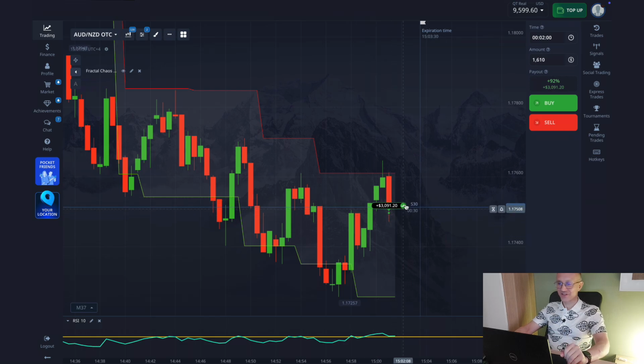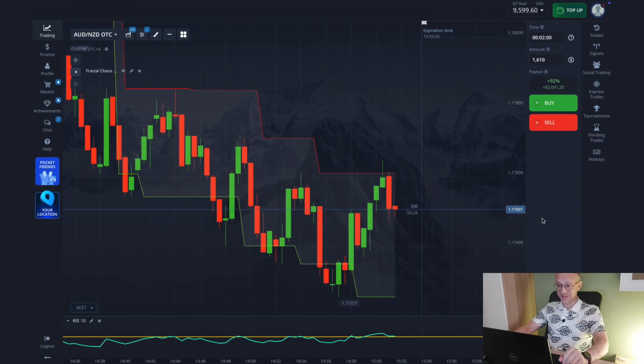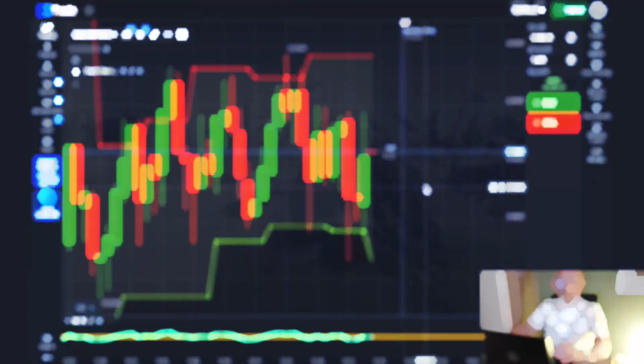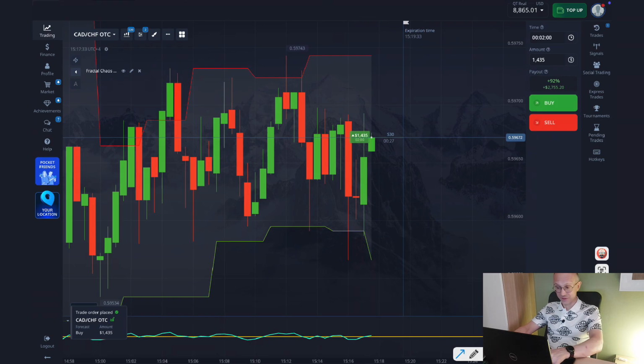Well, an excellent result. Another $1,481 in profit. The balance is steadily increasing and the rhythm of the session is clearly set. The chart shows another opportunity. With an expiration of 2 minutes, I'm opening a long trade for $1,435.